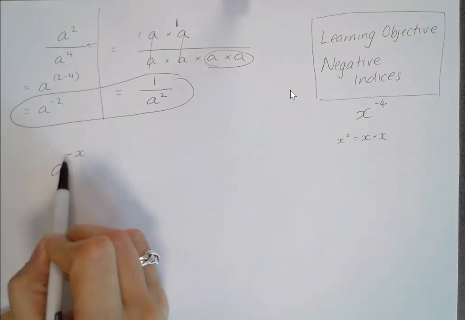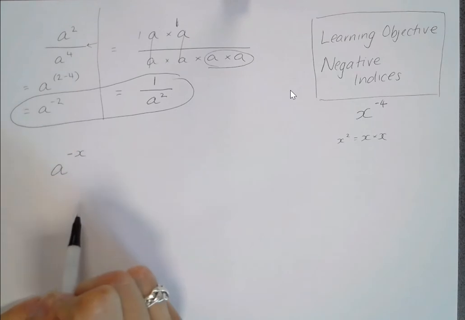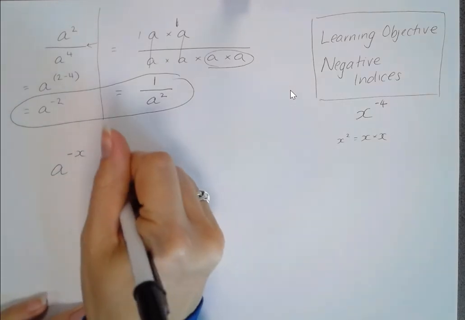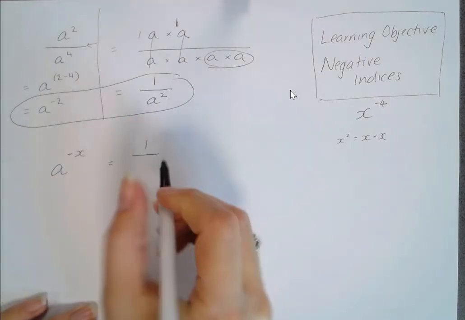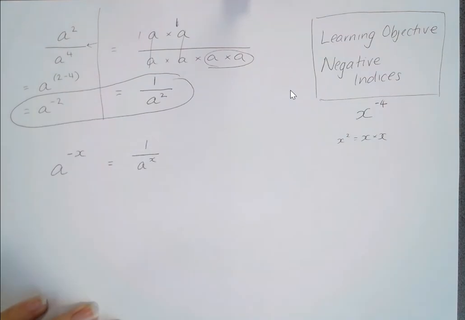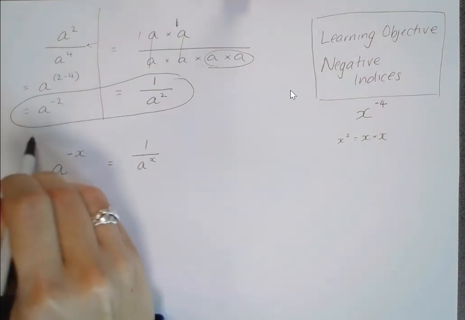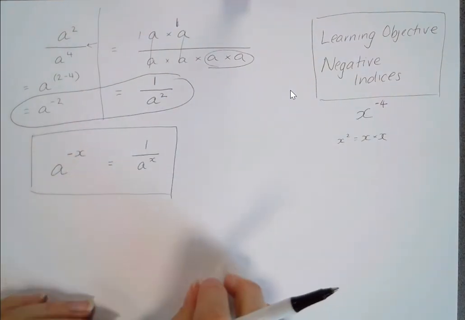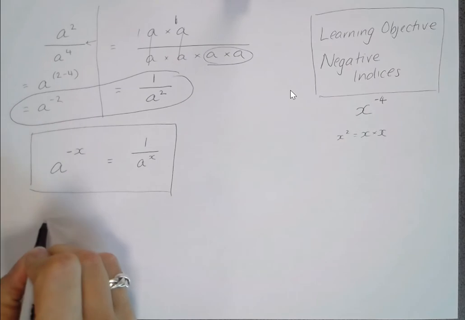So a to the power of negative x, if we're looking for our rule, will be the same as if we write 1 on a to the power of x. Right, so that's the rule we are working towards. Right, let's do a practice one with some numbers.